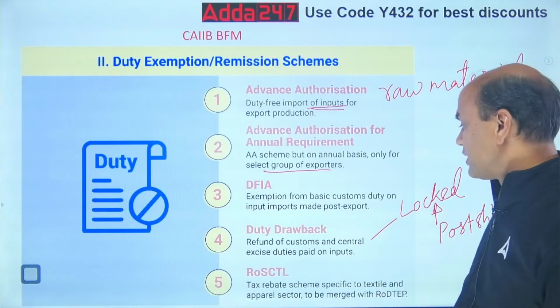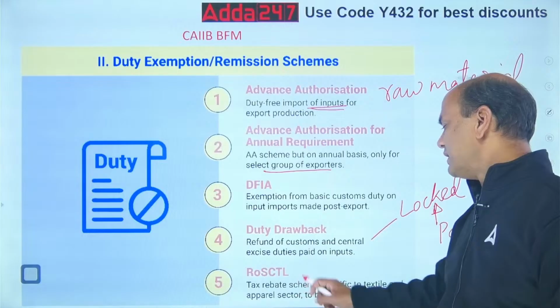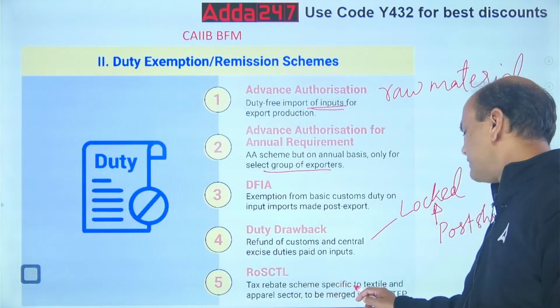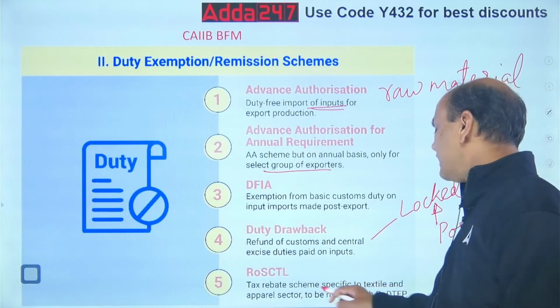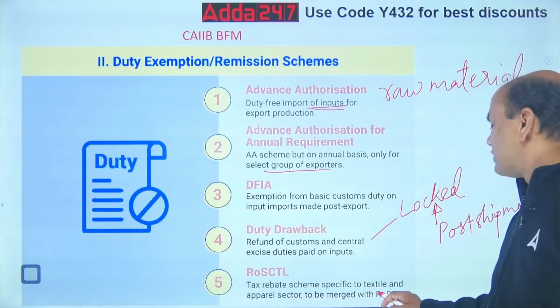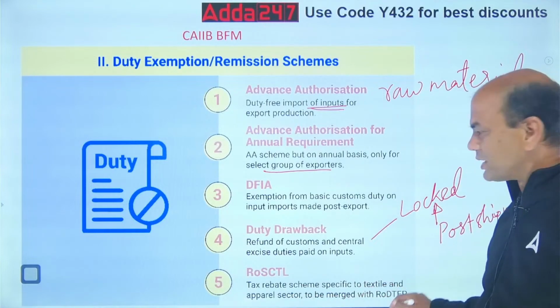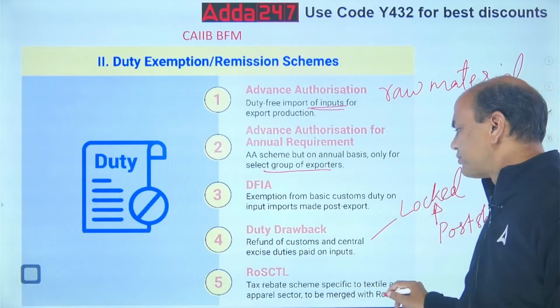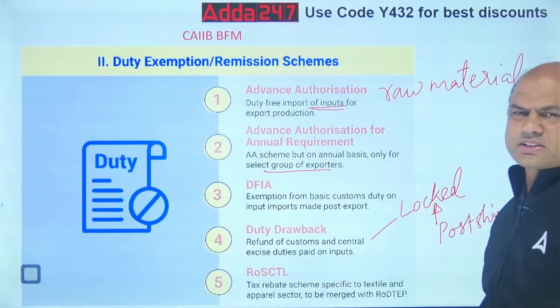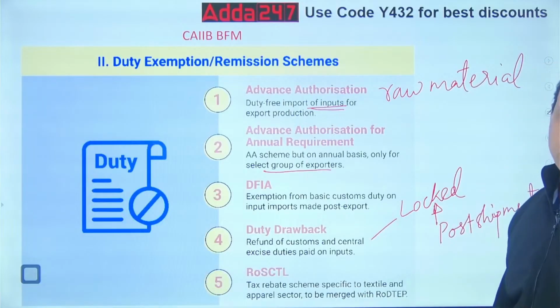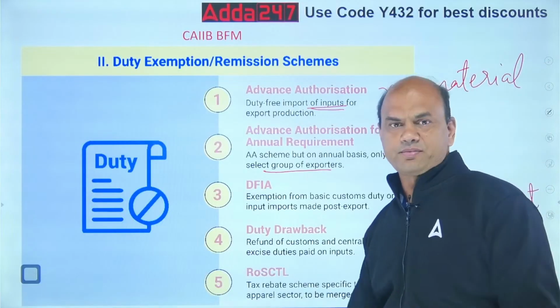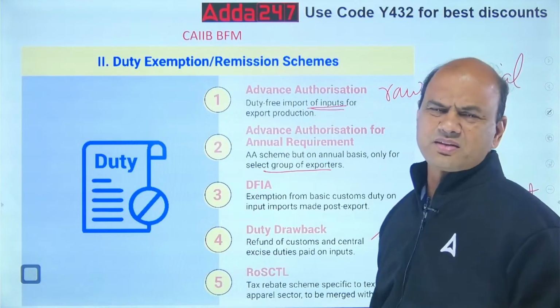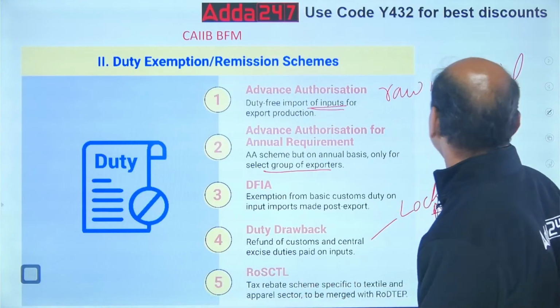Got it? Then RoSCTL, a tax rebate scheme specific to the textile and apparel sector, to be merged with RoDTEP. So again, this is merged with RoDTEP. So leave this. RoDTEP is above. Many of the schemes are now merged with RoDTEP, because RoDTEP has become the umbrella, and it is a good thing. Why have too many schemes, isn't it?